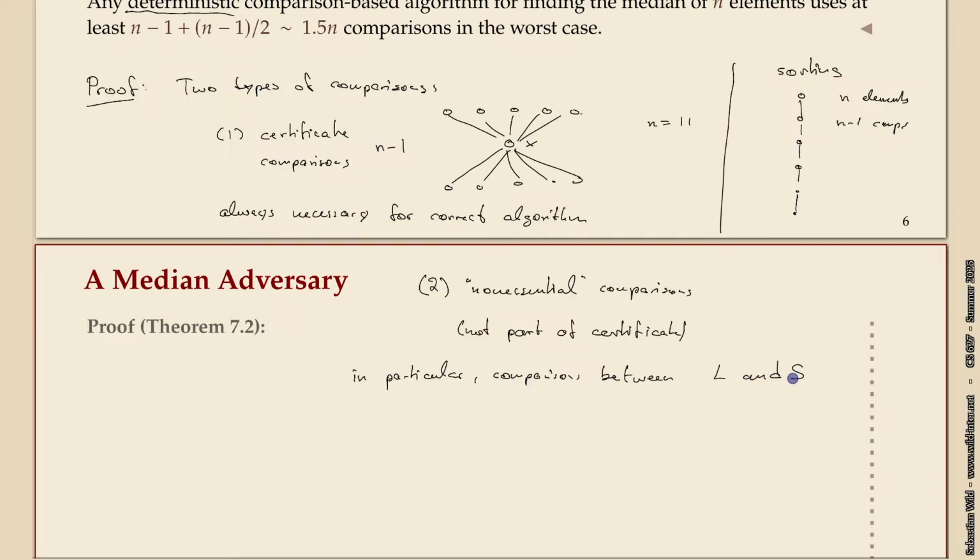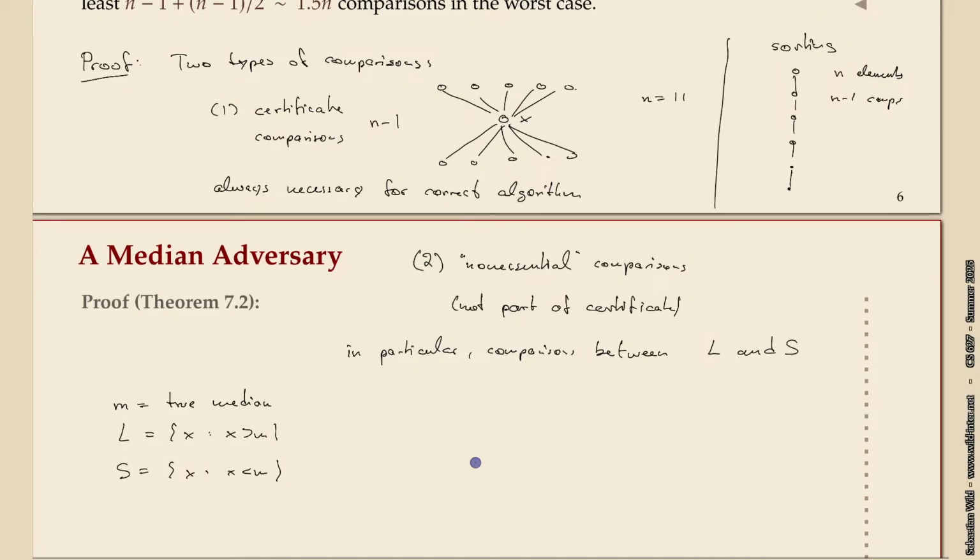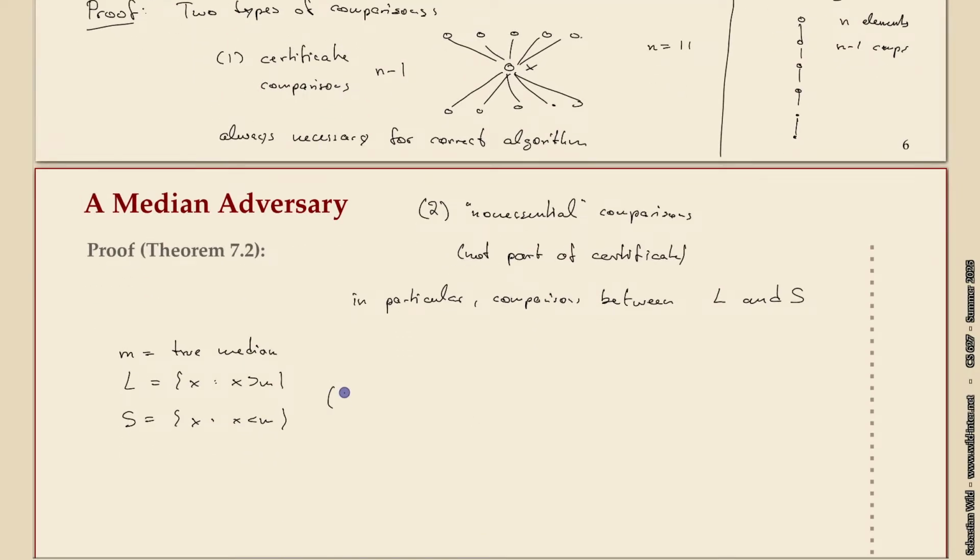The L and S are these sets, so let's define M as the true median. L is all the elements that are larger than the median. Likewise, S is the smaller ones. And by the way, we know that these are of the same size, right? But that's not needed here.